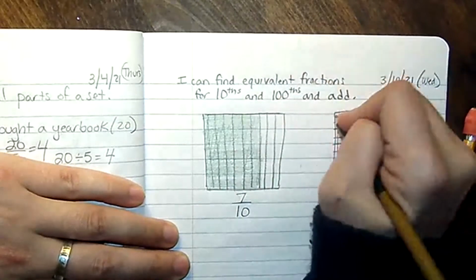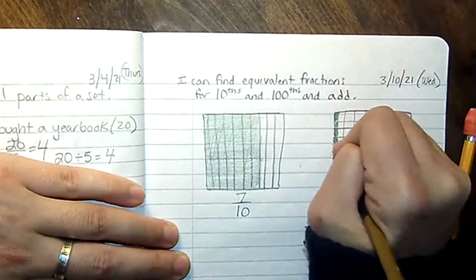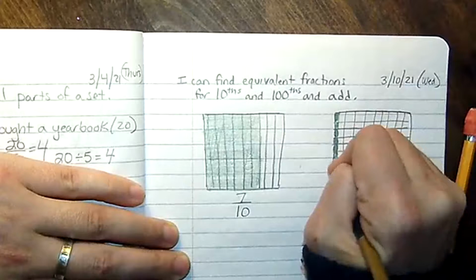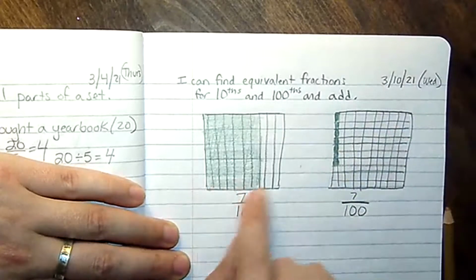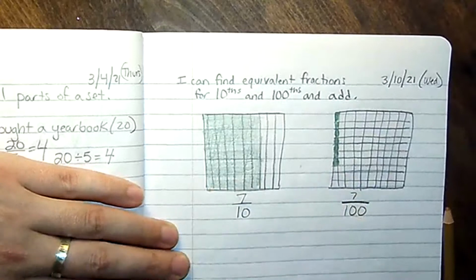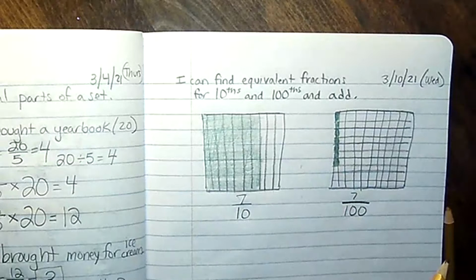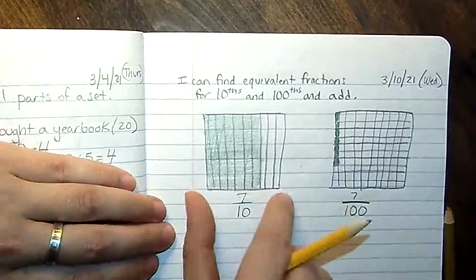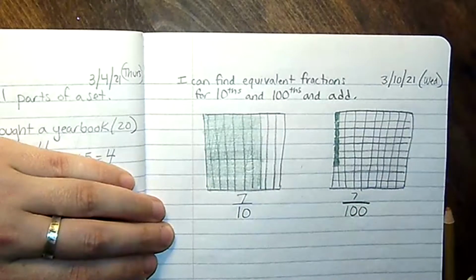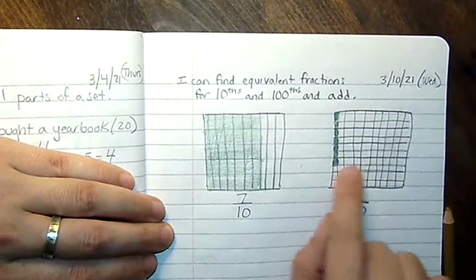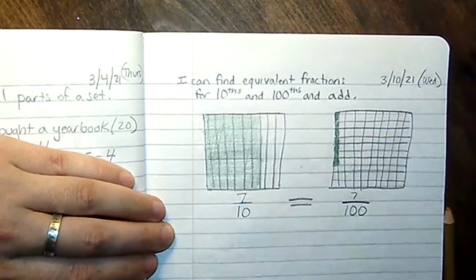So I'm going to go ahead and color 7 hundredths. 1, 2, 3, 4, 5, 6, 7. This is 7 tenths, and this is 7 hundredths. Which one would you rather have? I'd rather have 7 tenths because it's almost the whole chocolate bar. 7 hundredths are just a couple of tiny squares, only 7 squares. Well, how many hundredths would I have to shade in to be equal to 7 tenths?